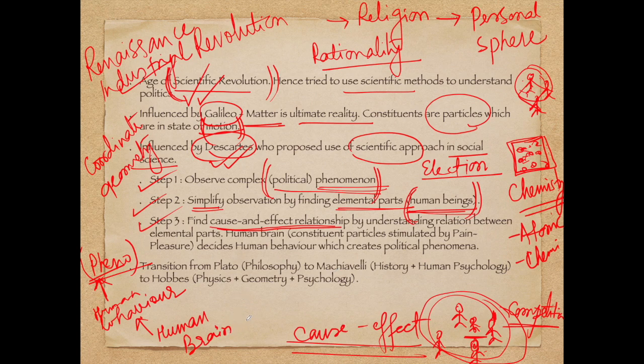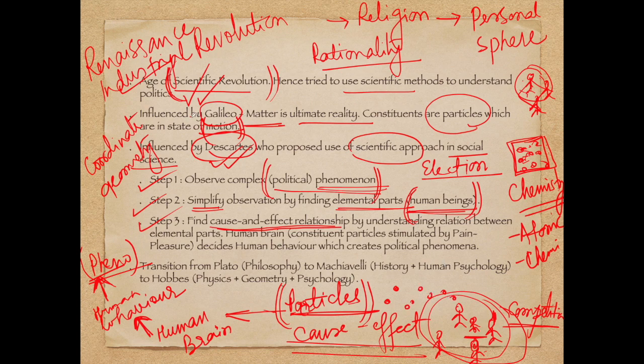Now when we boil it down even further, how is the brain affected? The brain is affected by the particles inside the brain. It is the movement of the particles inside the brain that determines what signal the brain will send to the rest of the human body, and accordingly what behavior the human being will exhibit. So these particles actually determine finally what kind of political phenomenon is happening. And these particles are in a state of motion.